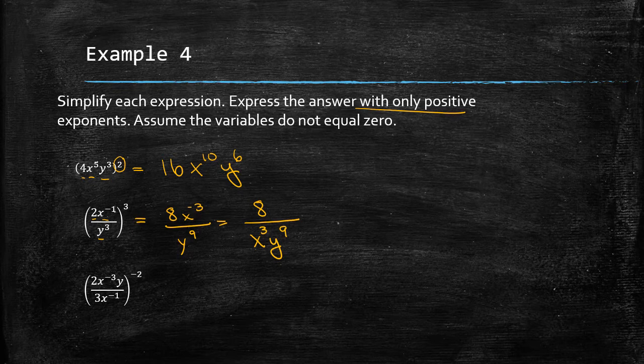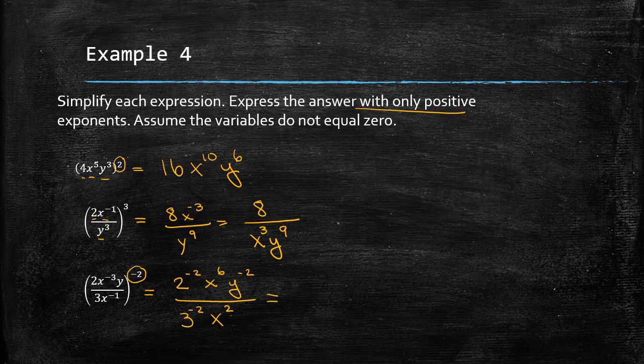Okay, for this last one, I'll do something similar. First, I'll just apply this -2 exponent to everything. So I have 2 to the negative 2nd, x to the 6th, right? Because a power raised to a power, I multiply my exponents together. Y is raised to the negative 2nd power. In the denominator, 3 is raised to the negative 2nd power. And then this x is now being squared, since I had -1 times -2.